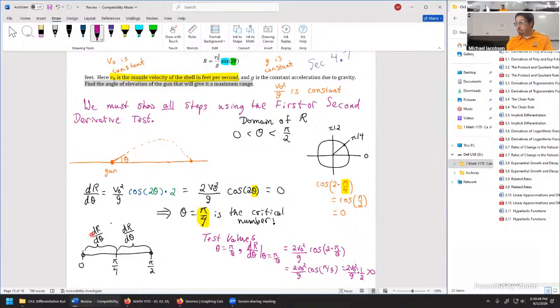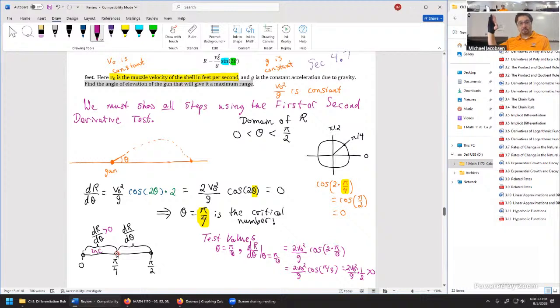That means the first derivative is positive here. And that means the function r, the range of the shell as it's fired, is increasing as the angle lifts higher and higher and higher. That kind of fits our expectations of how we expect physics to work. But there's probably some diminishing returns here. And after we go beyond a certain point, we're going to lose some range.